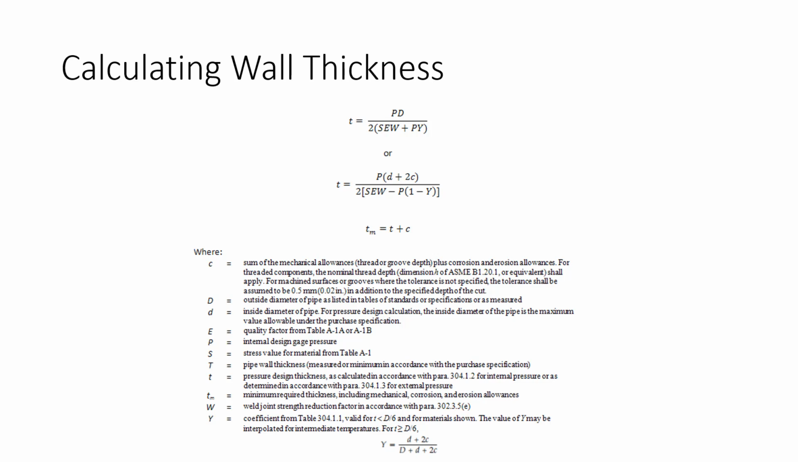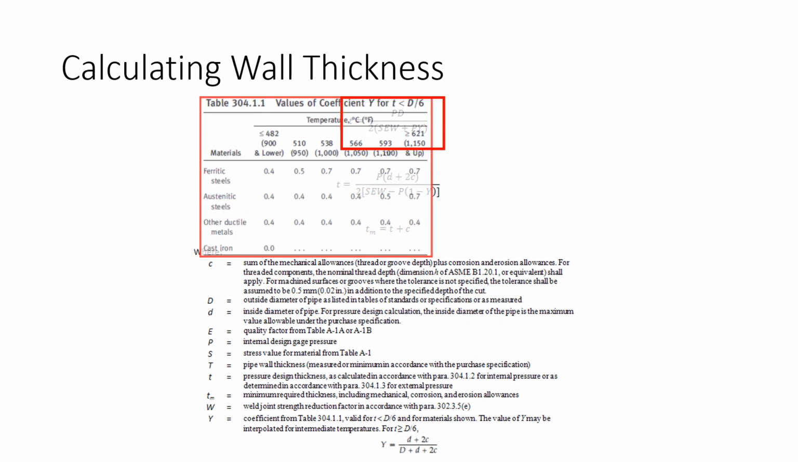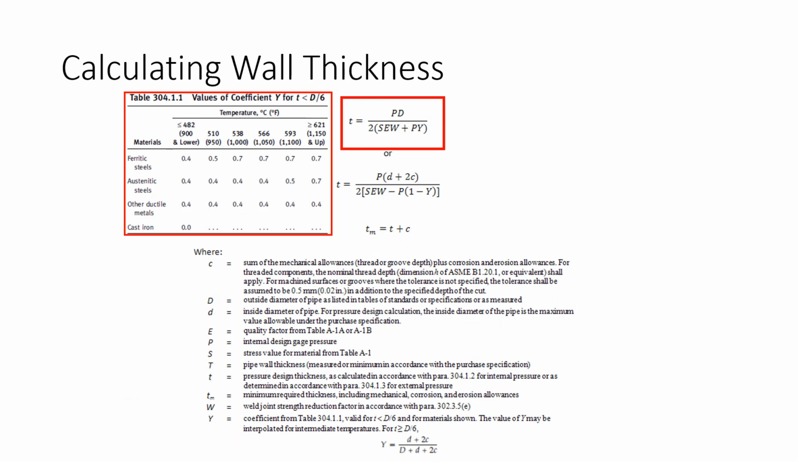For this example, we will use the first equation. For coefficient Y, in which t is less than capital D over 6, the capital D representing the pipe OD, the reader is referred to table 304.1.1, but for the heavier wall pipe, in which t is equal to or less than capital D over 6, the reader is referred to the equation at the bottom of the slide. The number of table 304.1.1 tells you where to find the equation in close proximity to paragraph 304.